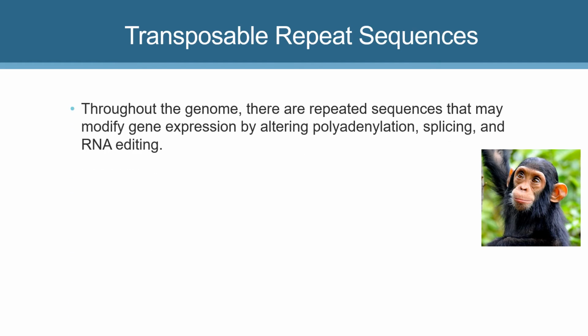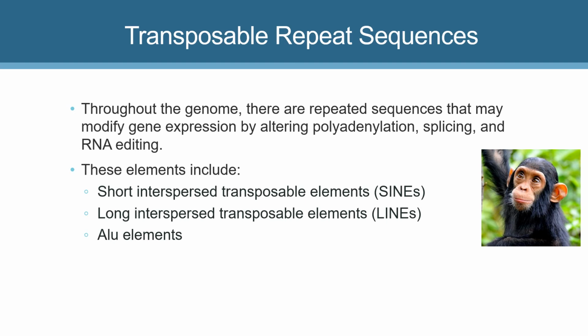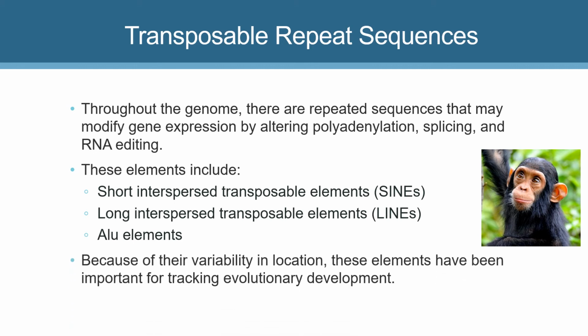Throughout the genome are repeated sequences that may modify expression by altering polyadenylation or splicing or RNA editing. These transposable elements are rare sequences of DNA that can move or transpose themselves to new positions within the genome of a single cell. These are known as short interspersed transposable elements, or SINEs, long interspersed transposable elements, or LINEs, or ALU sequences. Because of their variability in location, these elements have been important for tracking evolutionary development.